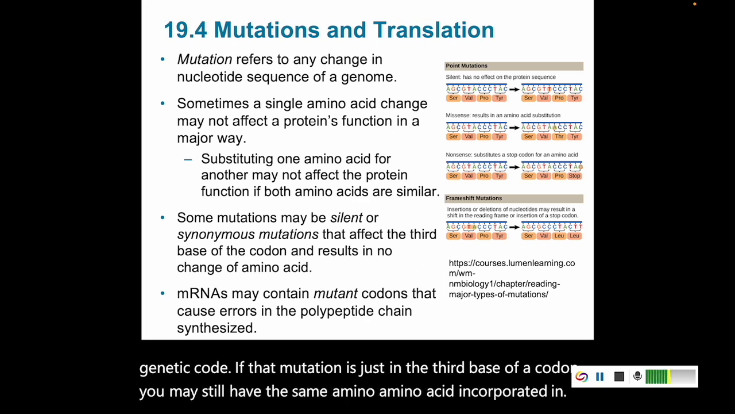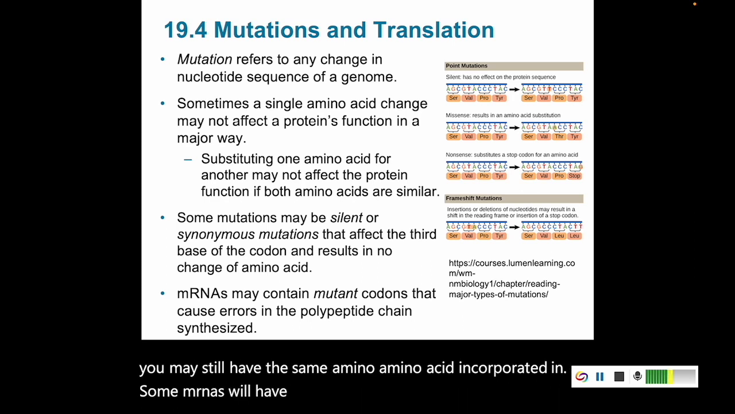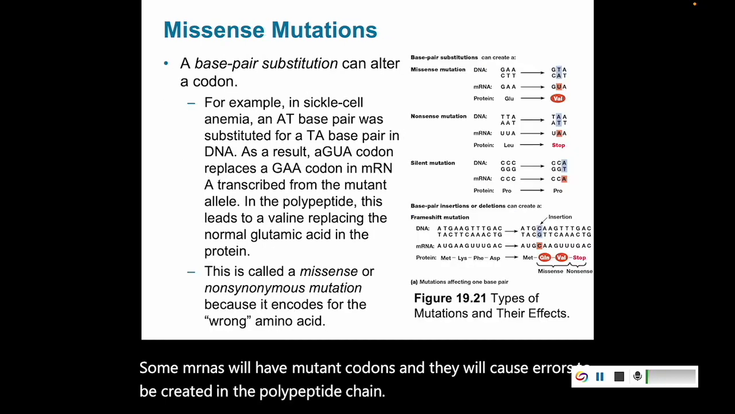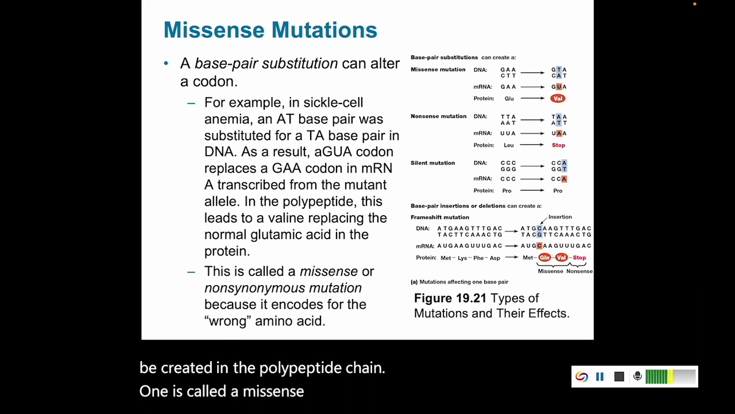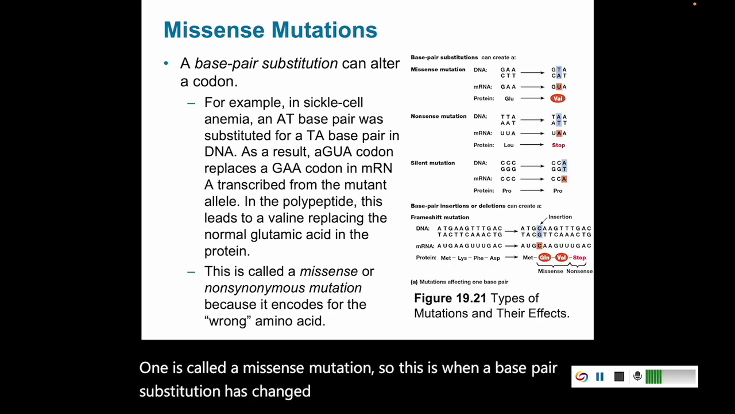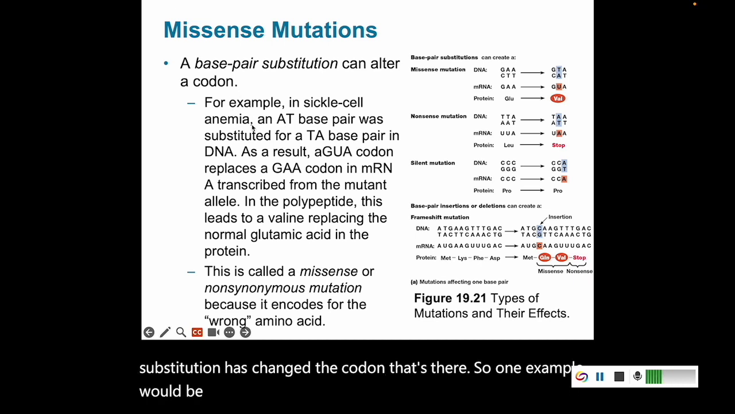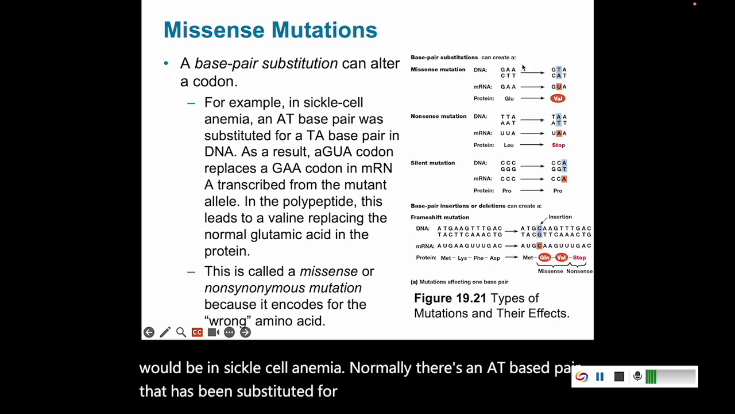Some mRNAs will have mutant codons, and they will cause errors to be created in the polypeptide chain. One is called a missense mutation. This is when a base pair substitution has changed the codon that's there. One example would be in sickle cell anemia. Normally there's an AT base pair that has been substituted for a TA base pair. So it would be like this AT becoming a TA.